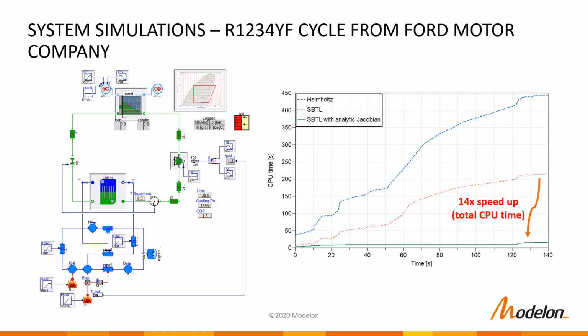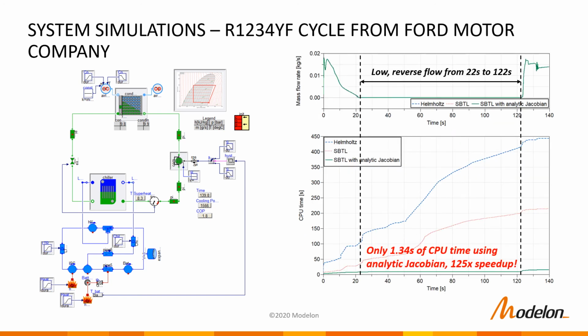In this challenging test, we achieve a 14 times speed up in total CPU time. More importantly, if we zoom into the tiny reverse flow condition from 22 seconds to 122 seconds, we spent only 1.34 seconds of CPU time with analytic Jacobian. That is 125 times speed up compared to SBTL medium without analytic Jacobian.